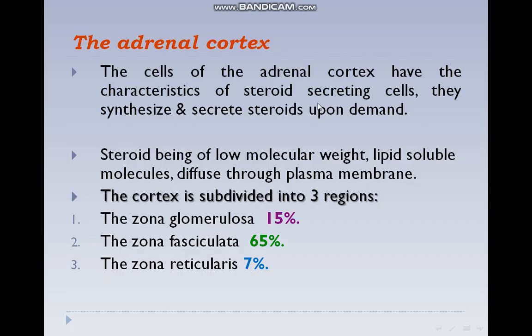So the adrenal cortex, as we mentioned, is made of steroid secreting cells that receive cholesterol, which is a low molecular weight molecule that easily diffuses through the plasma membrane to be processed into different types of hormones. The cortex is subdivided into zona glomerulosa, which forms 15% of the gland, zona fasciculata forming 65% of the gland, the widest region, and the innermost zone of the cortex, zona reticularis, that forms 7% of the whole gland.